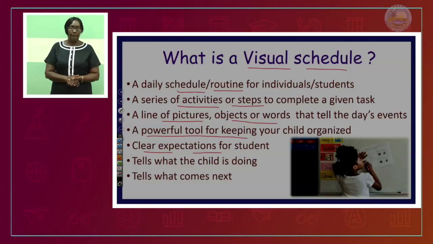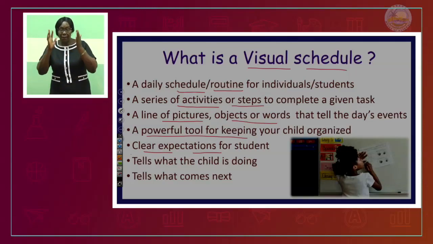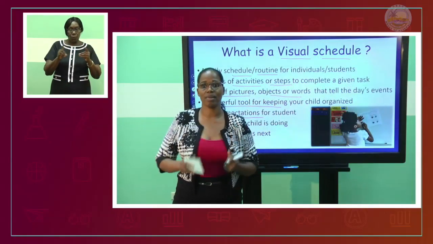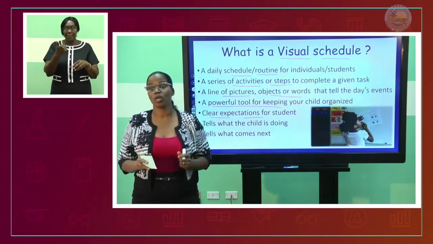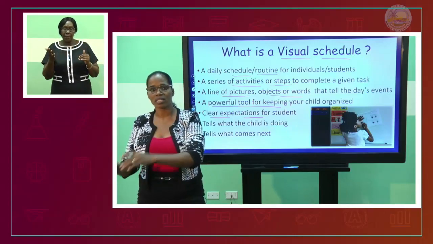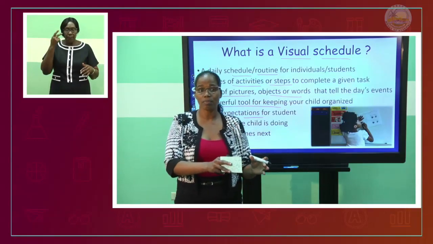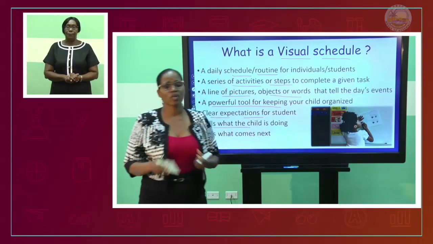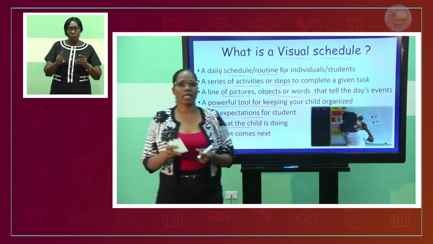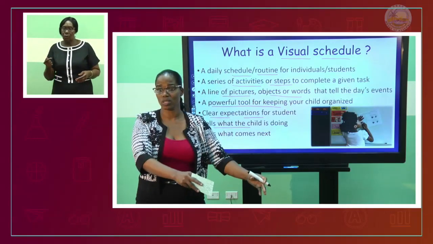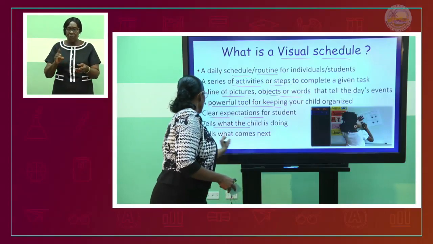It gives clear expectations to the student. So if the visual schedule tells us at 10 o'clock we are going to be doing mathematics, at 10 o'clock, that is what we are going to be doing. So the expectations are there and the child knows this, and the parents would have already put things in place to support the child. It tells what the child is doing. So you wouldn't say to the child, go and feed the dog at 10 o'clock when you know the child is doing work.